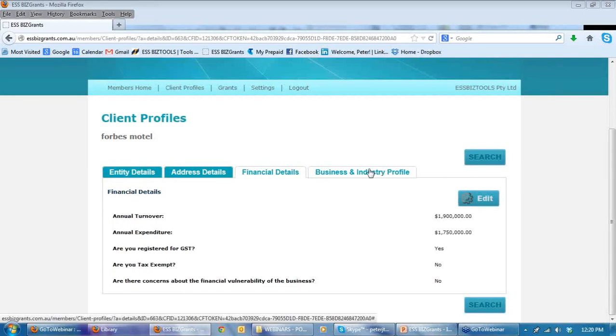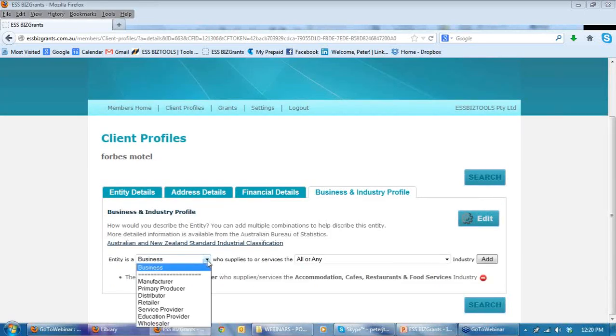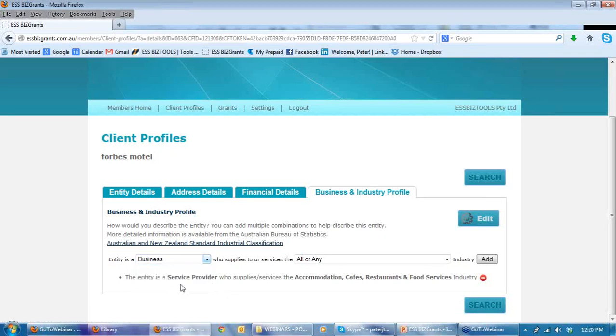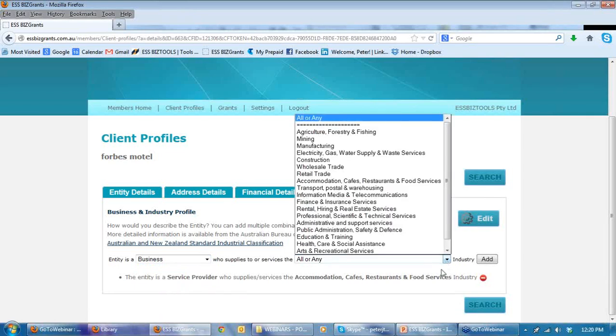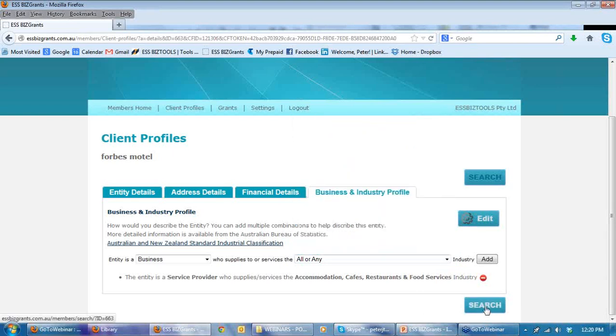We then have to answer the business and industry profile because virtually every grant refers to it. The first decision you've got to make is what type of business they are. They're the choices that the ANZIC codes give you. We've selected that this business, a motelier, is a service provider, and we then need to select the industry. Under the ANZIC codes, there are 17 industries. We've identified that as this business is a motel, it's in the accommodation, cafe and food services industry. So we've already done that, and you can then search.